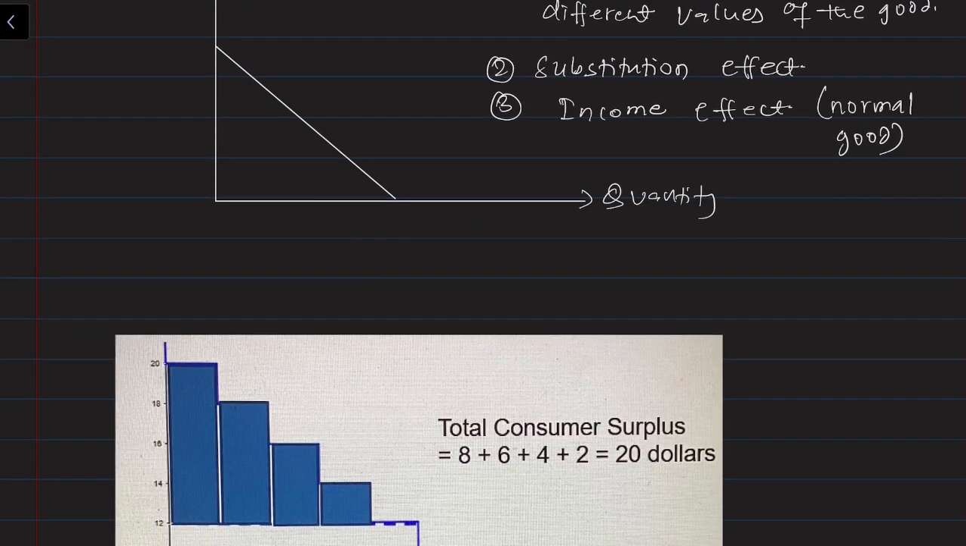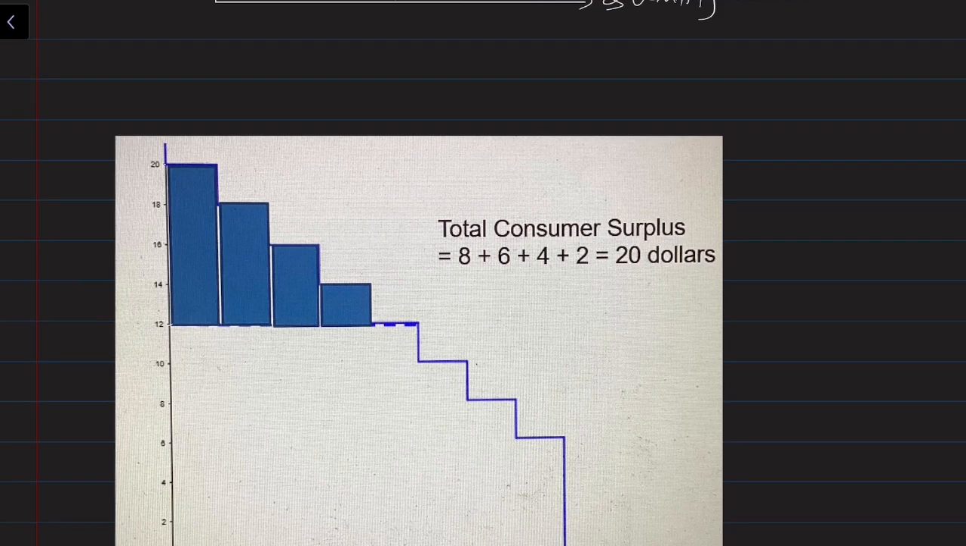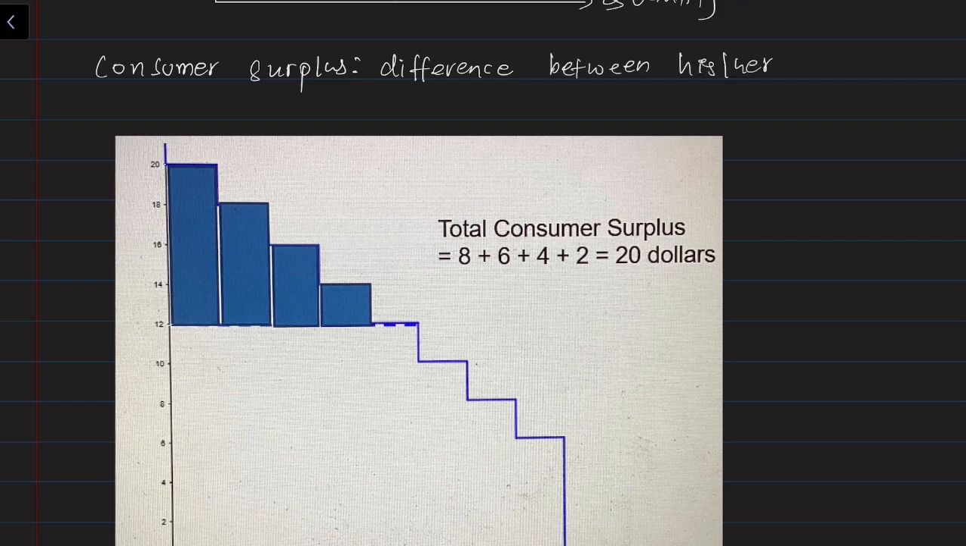Now let's talk about consumer surplus. Consumer surplus is the consumer's gain from exchange, or this is the difference between his or her willingness to pay and the actual price paid.